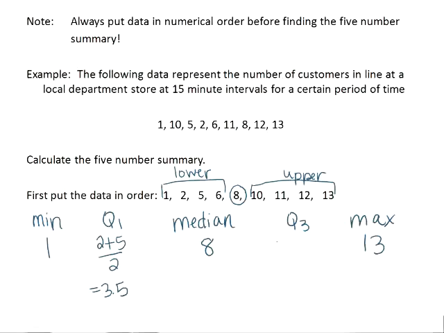Now for Q3, the median of the upper half, once again we have 4 data values, so we have to find the average of the middle 2. So that's an average of 11.5. So your 5-number summary consists of the numbers 1, 3.5, 8, 11.5, and 13.